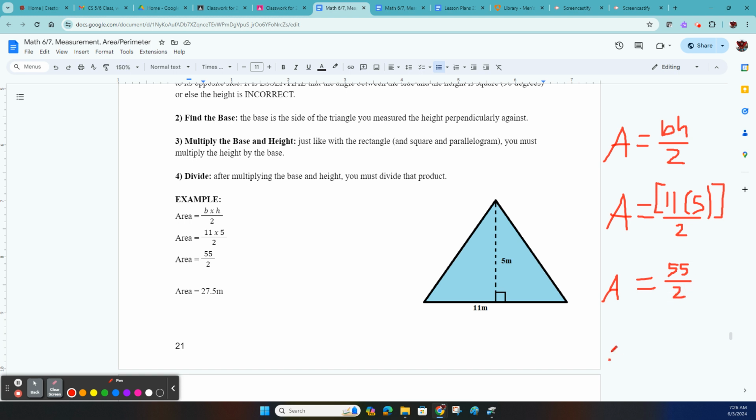And my last operation is the division finally. 50 divided by 2 is 25. 5 divided by 2 is 2.5. 25 plus 2.5, yep, that's 27.5 meters squared units. Got to circle my answer. Boom. And really, this process is exactly the same as what we've been doing finding the area for our quadrilaterals. The only difference is that we have that extra step of just dividing it by 2. That's it, because triangles are half of quadrilaterals.